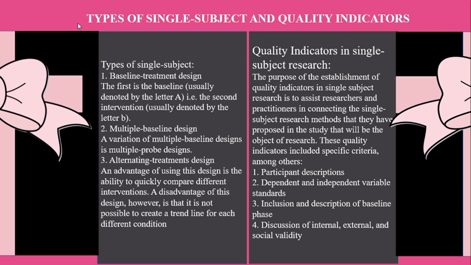These quality indicators included specific criteria amongst others. Number 1, participant description. Number 2, dependent and independent variable standards. Number 3, inclusion and description of baseline phase. Number 4, discussion of internal, external, and social validity.